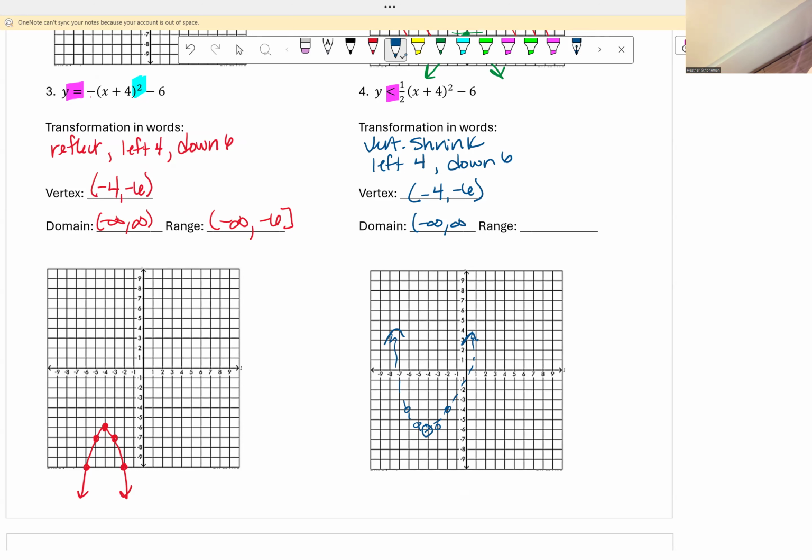So the range we can easily do now. It's going to go from -6 to infinity. Notice when they're down, they start with negative infinity. But now we have to figure out the shading. So we're going to pick a test point.